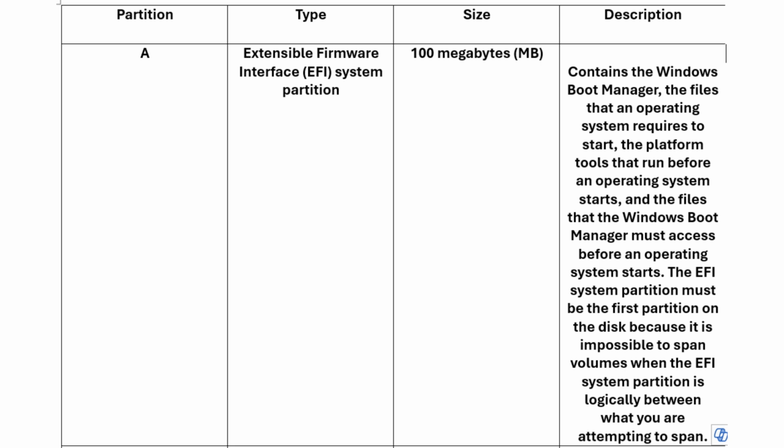Extensible Firmware Interface (EFI) system partition, 100 megabytes (MB). Contains the Windows Boot Manager, the files that an operating system requires to start, the platform tools that run before an operating system starts, and the files that the Windows Boot Manager must access before an operating system starts. The EFI system partition must be the first partition on the disk because it is impossible to span volumes when the EFI system partition is logically between what you are attempting to span.